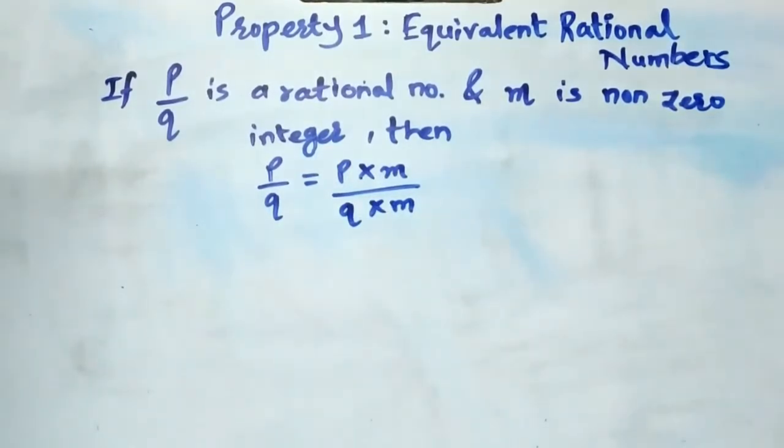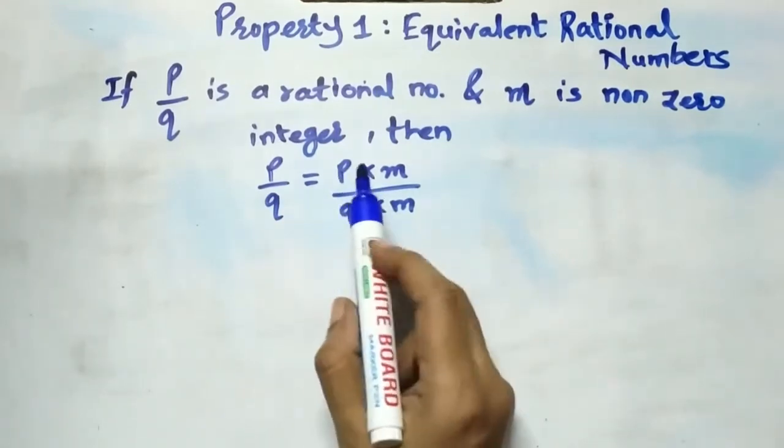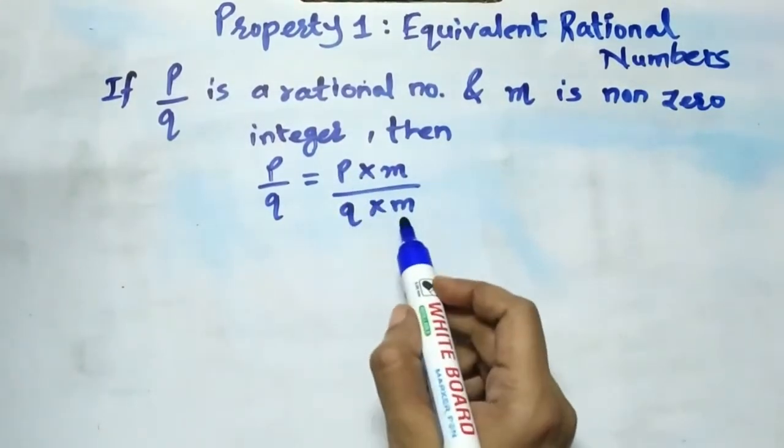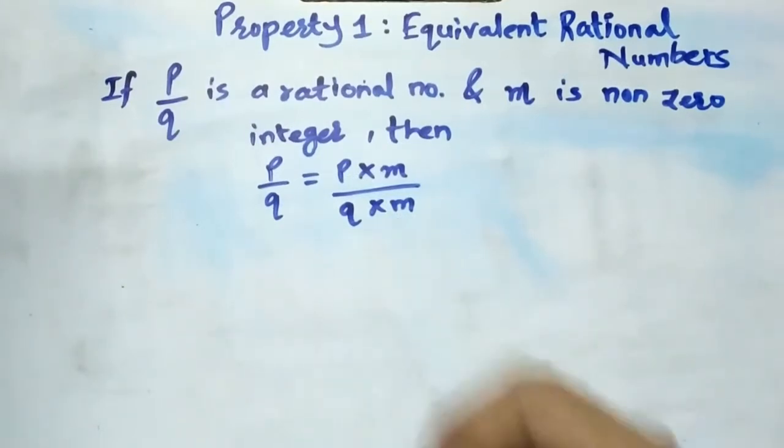So friends, we can get a number of equivalent rational numbers by just choosing any non-zero number, say here m. So what we have to do? We have to just take this m with the multiplication in the numerator and with the multiplication in the denominator. We can get an infinite number of rational numbers as the equivalent rational numbers of a given number.